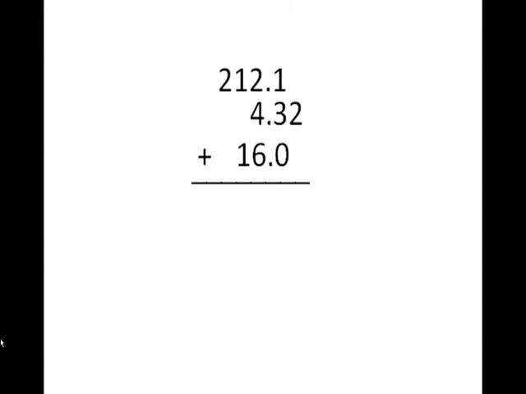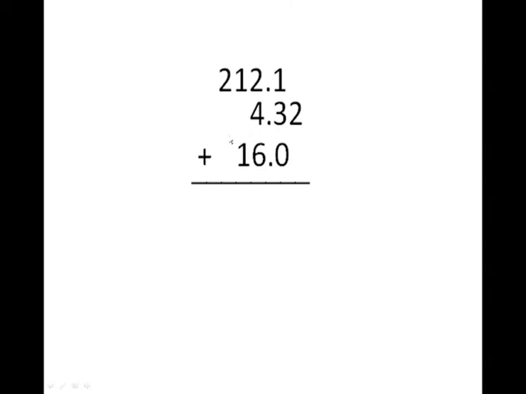Okay, here we have a math problem. 212.1 plus 4.32 plus 16.0. Notice how I line them all up based on their decimal place. This can be really handy whenever we go to round. Now if we look at each number individually, our first one has a number in the tenths place. The second one has its last significant digit in the hundredths place. And then the third number has its last significant digit in the tenths place as well.